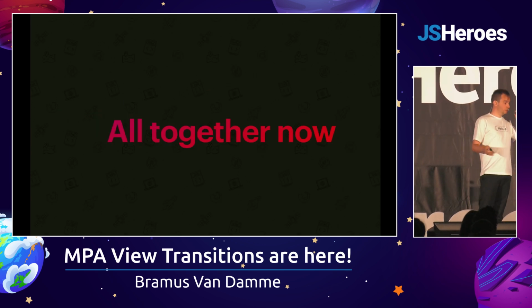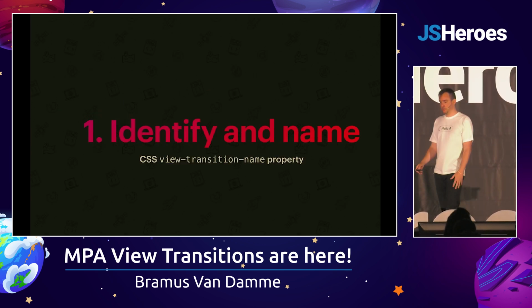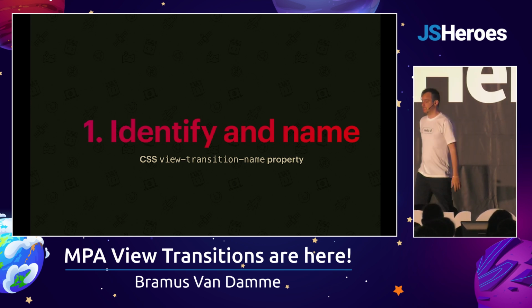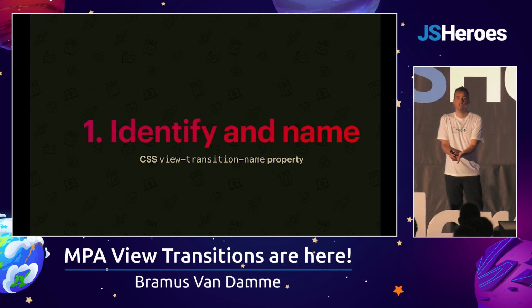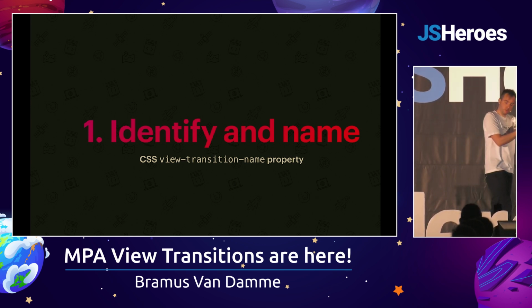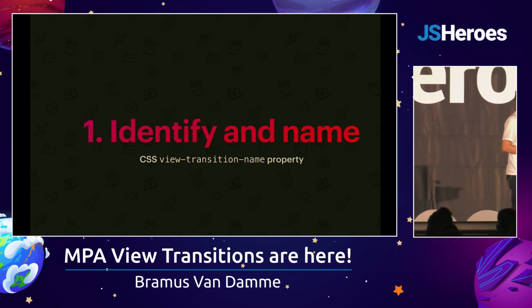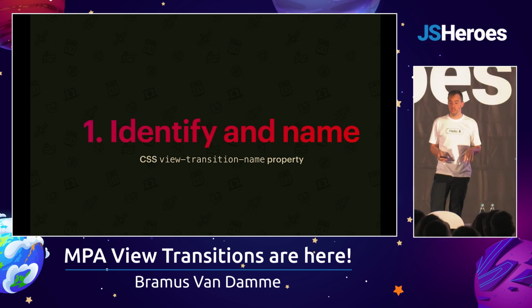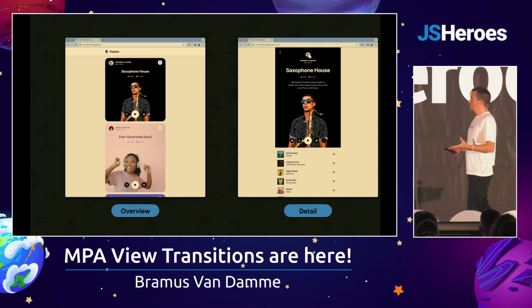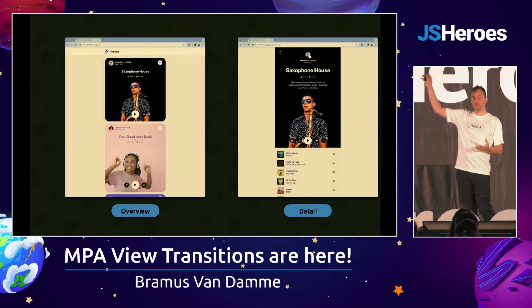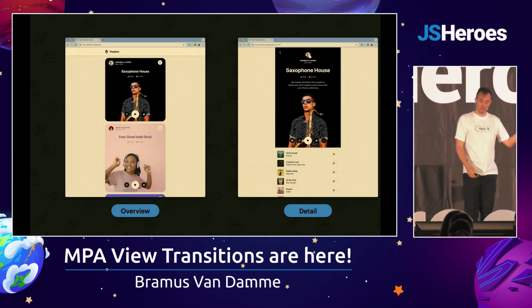All right, so all together now, let's take a look at Maxi's demo. How did Maxi implement that? Well, he called document.startViewTransition, but there was one step before that, namely, they identified and named every element that they want to transition on that page. The two states are shown here. On the left, you have the first state, the overview state. On the right, we have the detail state.